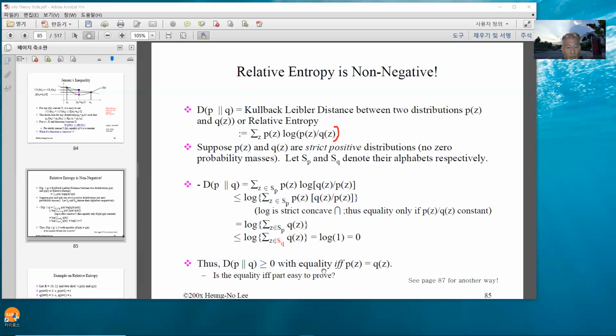So this direction is easy to prove: when P(Z) is equal to Q(Z) for all Z, the relative entropy is 0. A little bit tricky is when this is equal to 0, and then we need to show that P(Z) is equal to Q(Z) for all Z. But as I have done in here, basically, when you set this equal to 0 in this inequality, both places, then the two distributions must come out to be the same. I will have another way on page 87 to prove this.